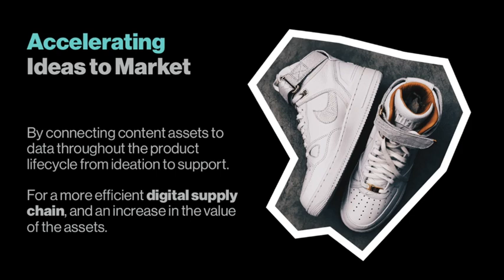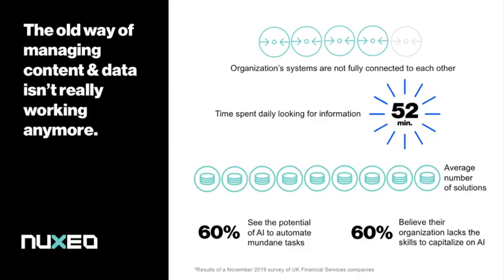But what we're finding is the old ways of really managing content and data don't really work anymore. We find often that, as I mentioned, assets are spread across multiple systems around an organization, and often these are not connected to each other. On average, people are looking across 9 different systems. That's on average, so there are areas where they're looking at a lot more systems to go find that information. And on average, people are spending about an hour a day just looking for assets and looking for information.